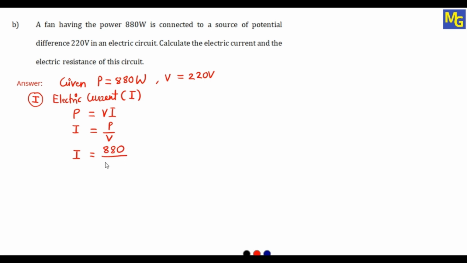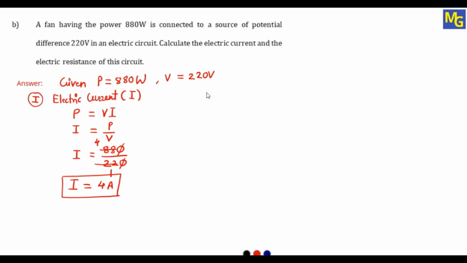And how much V voltage? That is 220. So here 0, 0 cancel. 2 ones are 2, 2 twos are 4, 22 fours are 88. So here I will be 4. And what is the unit of current? It is ampere. So write answer in a box. So we got current, and now we will find out electric resistance.